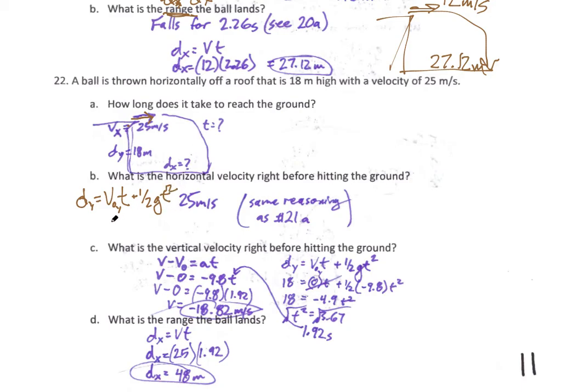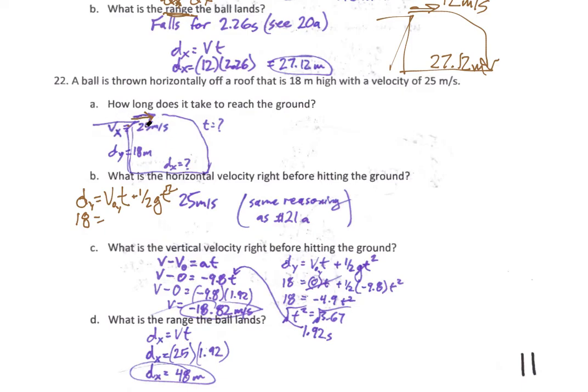Just personal preference, which one you want to use, and plug some values in. So I know 18 for my distance in the up and down, or my distance in the y direction. My initial velocity, this is a little bit tricky at first, it's 0. But you mean to tell me it's 0, but it says 25 here? Careful which one it is, right?